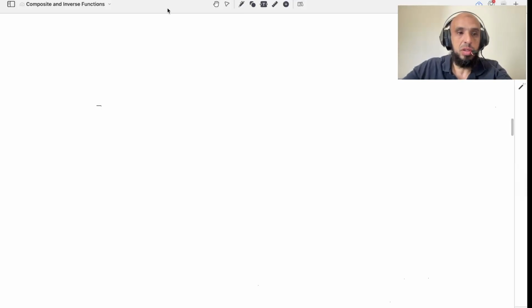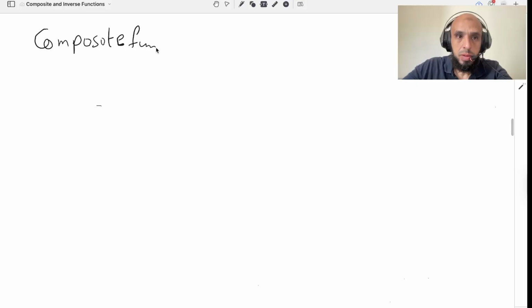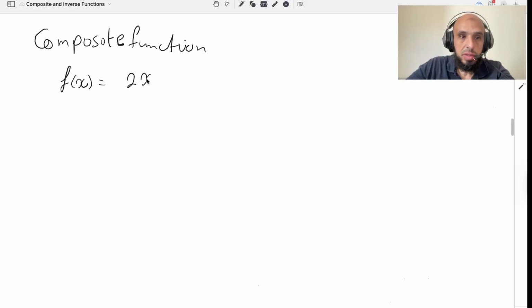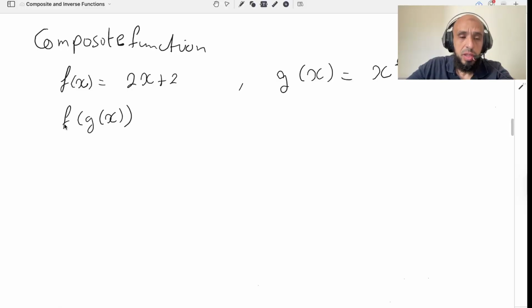So what is a composite function? A composite function is when you apply a function to a variable and then apply another function to the output of this first function. For example, if we have two functions, f of x equals 2x plus 2, and another function, g of x equals x squared. So a composite function would be f of g of x. So we are applying f to the function g instead of applying it to the variable itself.